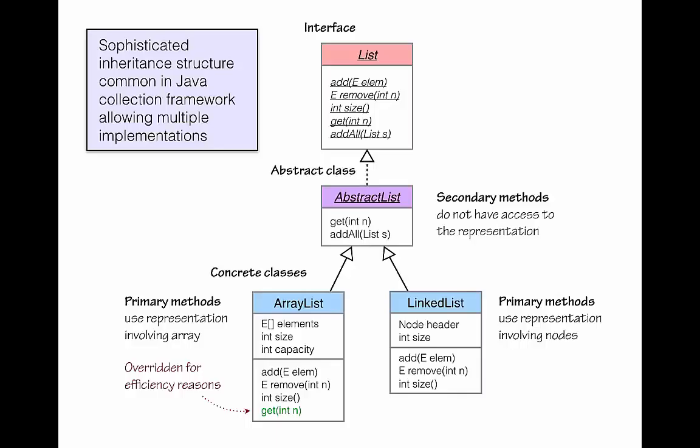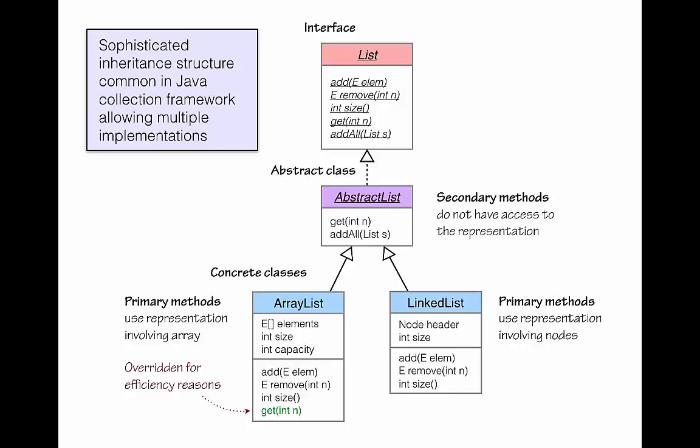A primary method is a method whose implementation absolutely depends on one or more instance variables. Remember that the instance variables, which are private, determine how your class is implemented. An array list will include an array as one of its instance variables, and a linked list will include a node as one of its instance variables. So the instance variables comprise the internal representation for the object.